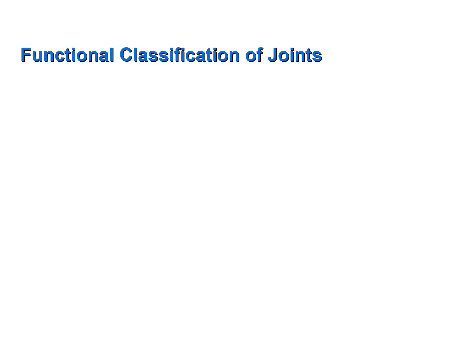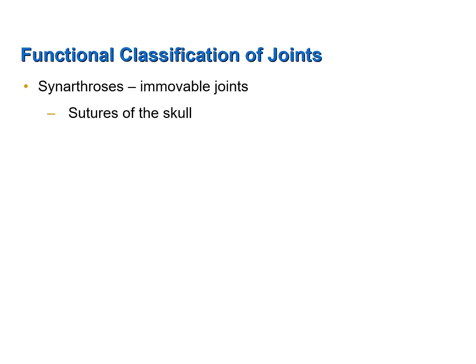Functional classifications of joints include synarthroses. These are immovable joints, such as the sutures of the skull. When I first started learning this material, I always thought of synarthroses as "it's a sin for those joints to move," and that helped me remember that synarthroses were immovable joints.